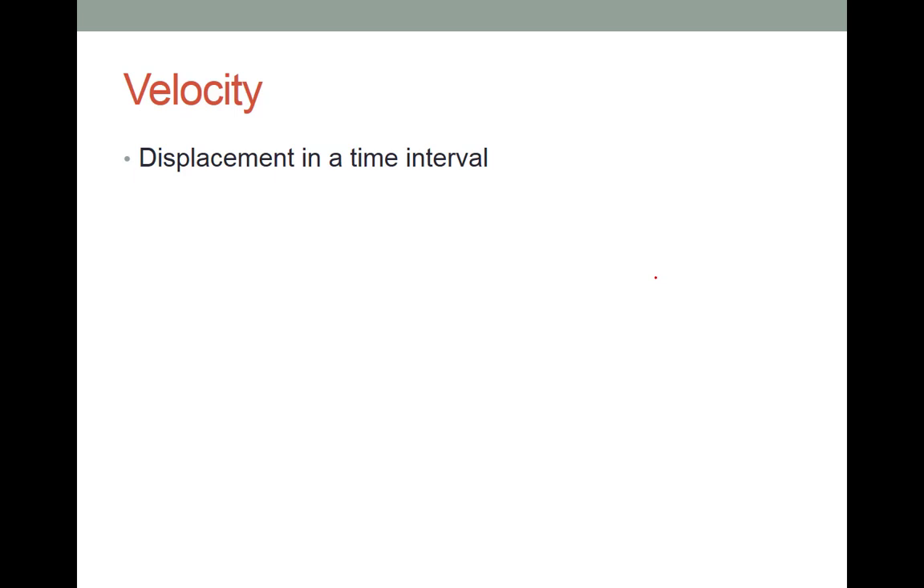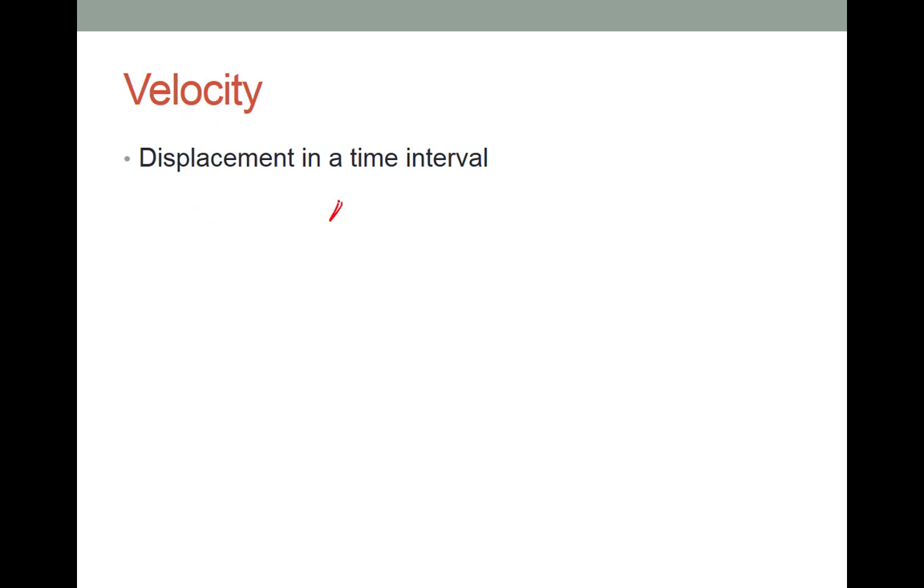So speed depends on distance. It's going to care how far you traveled over the whole thing. Velocity cares about displacement. Where did you start? Where did you stop? And I don't care how you got from one to the other. Velocity is displacement over a time interval.